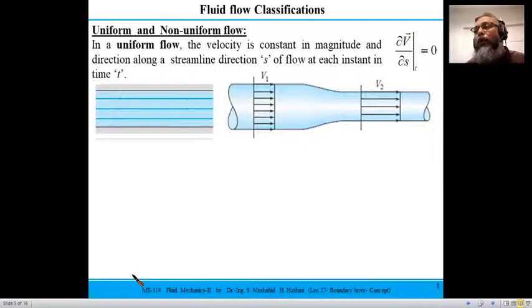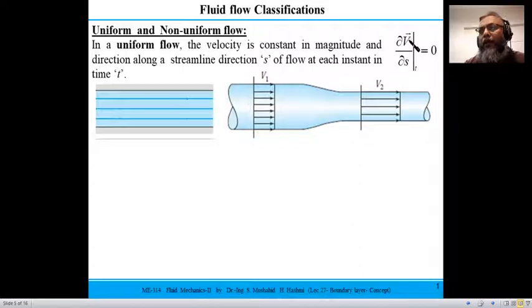There is one more classification: uniform flow and non-uniform flow. In uniform flow, we say the magnitude of the velocity as well as the direction in the dominant direction of the flow is not going to change. Then such a flow is called uniform flow.